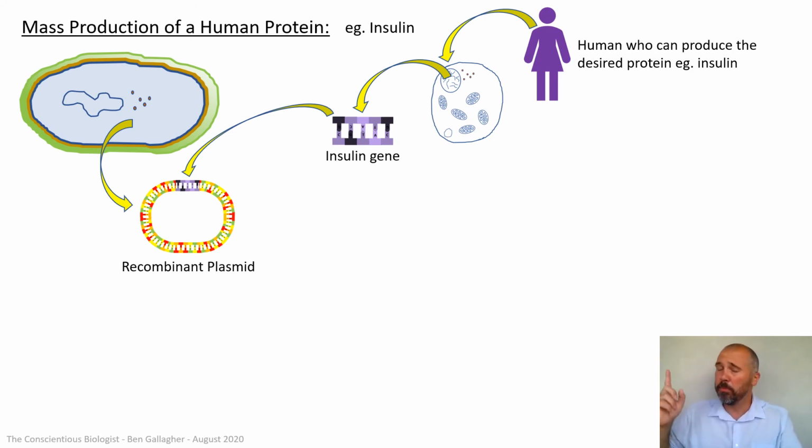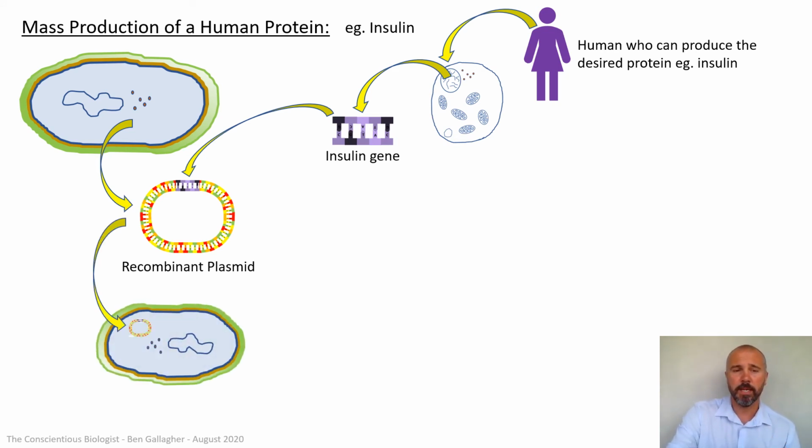And look, my purple bit of DNA matches perfectly with the bacterial DNA. It's double-stranded, it's using nucleotides, it's the same bases, it's the same code. Now what I need to do is get that recombinant plasmid back into a bacteria. Now that bacteria won't know that that DNA doesn't belong to it. It doesn't know it's got some human genes in it. So that bacteria just thinks it's its own DNA.